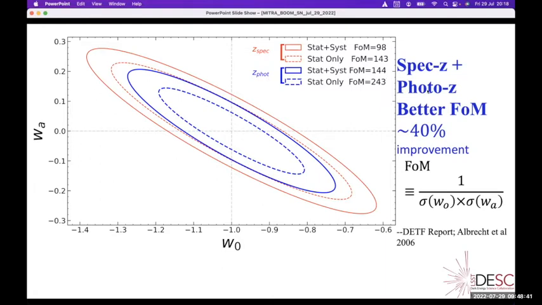So if we see, it says photo-z cases have a better figure of merit over the spec only by as much as 40% improvement. And of course, we use this formula, which is from the Dark Energy Task Force, for computing our FOM.